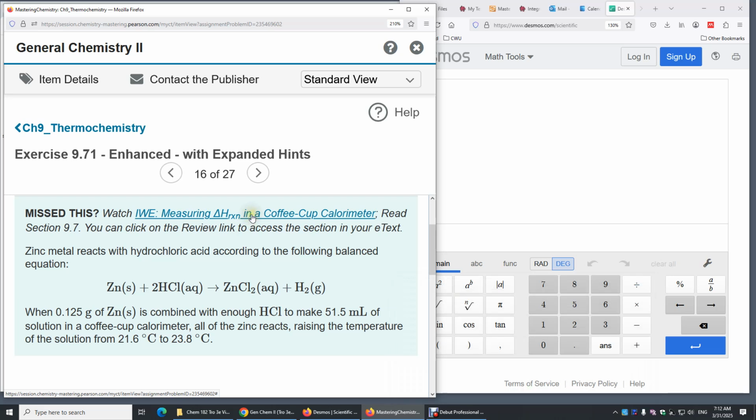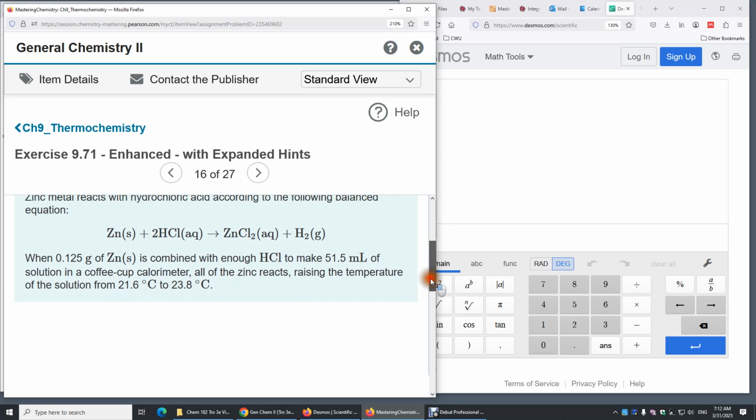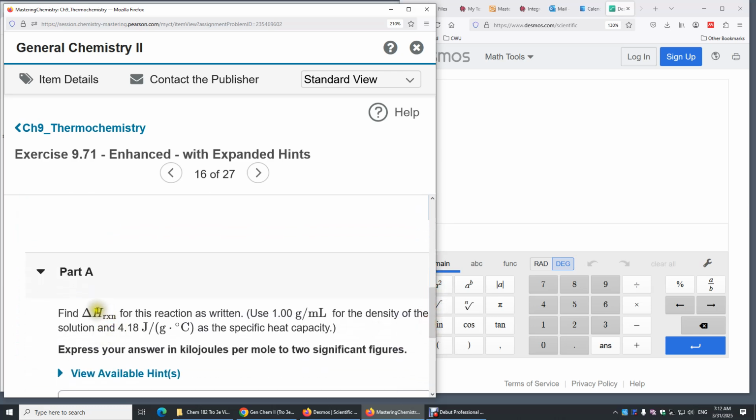Chapter 9 Thermochemistry, Exercise 9.71. Zinc metal reacts with hydrochloric acid according to this balanced equation: Zn reacts with 2HCl to form ZnCl2 plus H2 gas. When 0.125 grams of zinc is combined with enough HCl to make 51.5 milliliters of solution in a coffee cup calorimeter, all of the zinc reacts, raising the temperature from 21.6 to 23.8 degrees Celsius. Find the enthalpy of reaction.